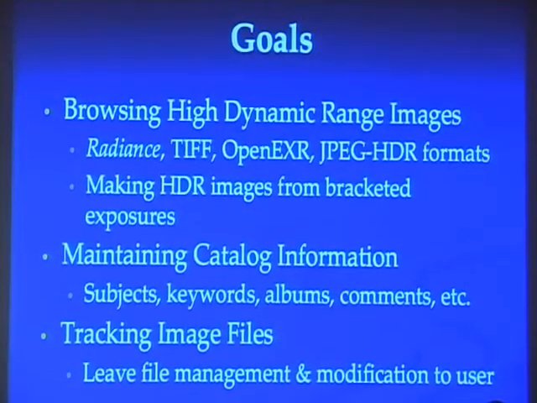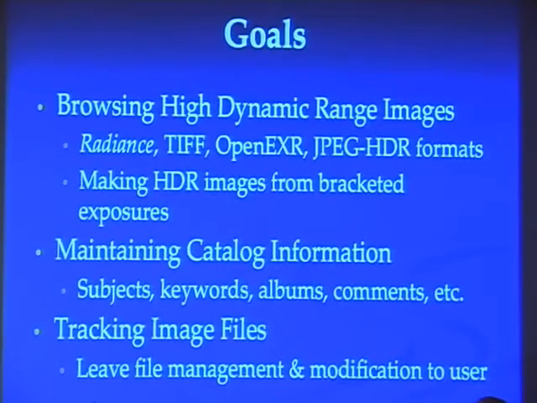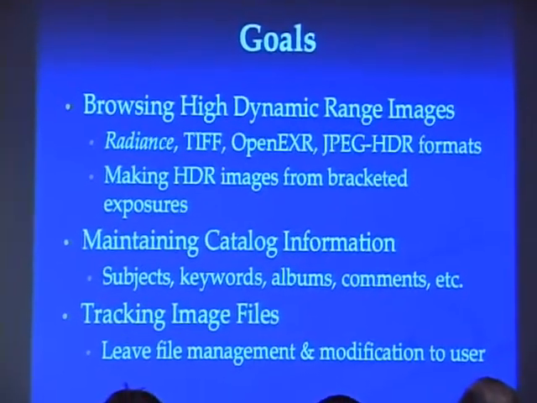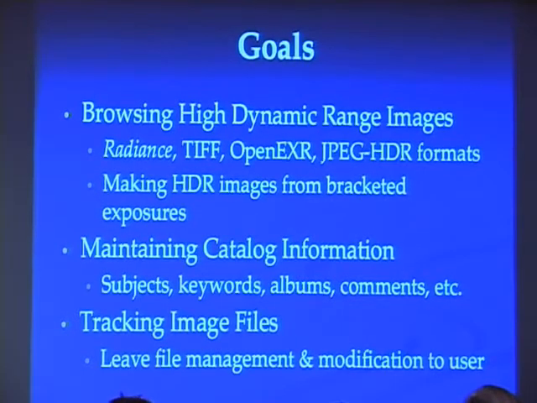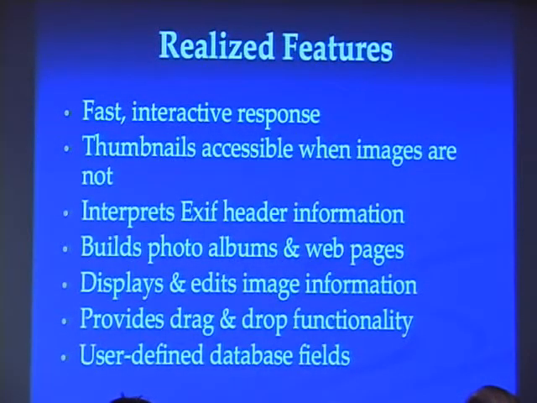So my goals were to be able to browse high dynamic range images and maintain catalog information, and also track image files as opposed to storing them in my own data structure. So I wanted my own database of where the files were, and then I wanted to be able to find them wherever they got put. Things that I have achieved so far: I do have fairly fast interactive response, and you can access the thumbnails to images even if the images are not currently accessible. And then you can do the usual things with building photo albums and web pages and drag and drop and so on.